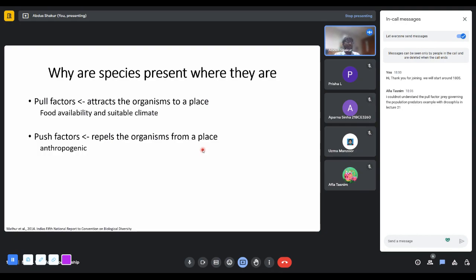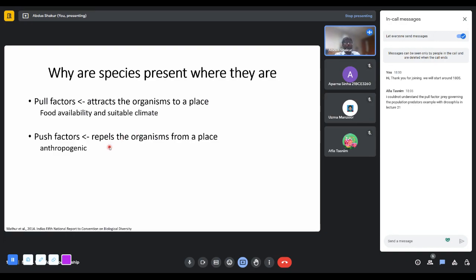For example, anthropogenic impacts like humans' presence. A lot of species can't tolerate human presence, so they just leave that area. They vacate the area. They are not seen in that area because they might have gone somewhere else, or they might have gone locally extinct. Such factors can be termed as push factors.